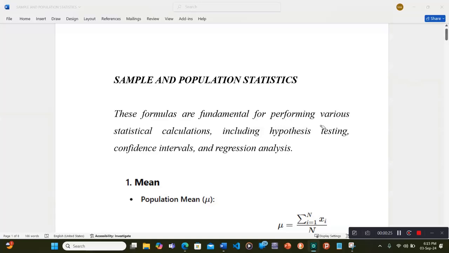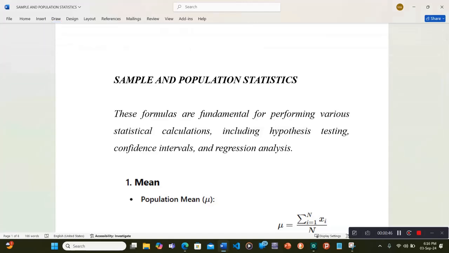Now, why do we need to know these formulae? Because they are going to be important while performing various statistical calculations, including hypothesis testing and confidence intervals, plus regression.